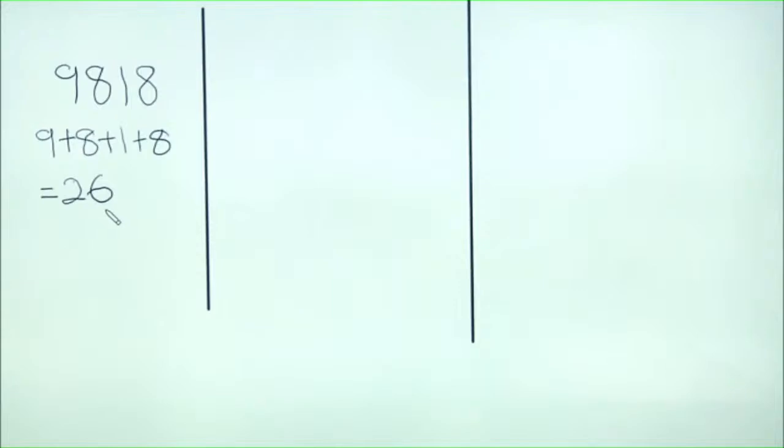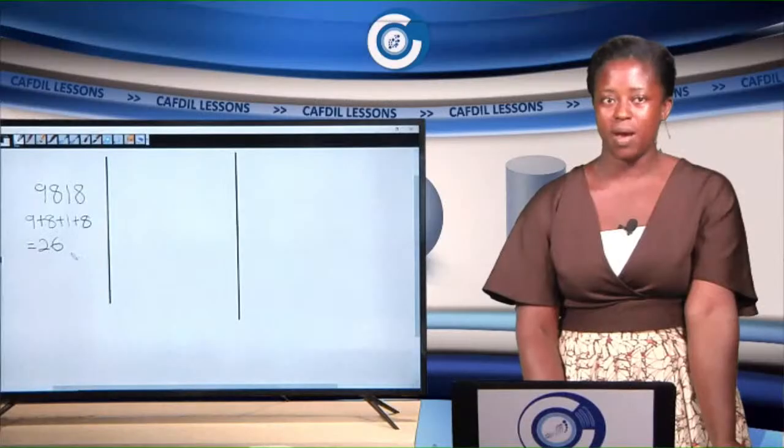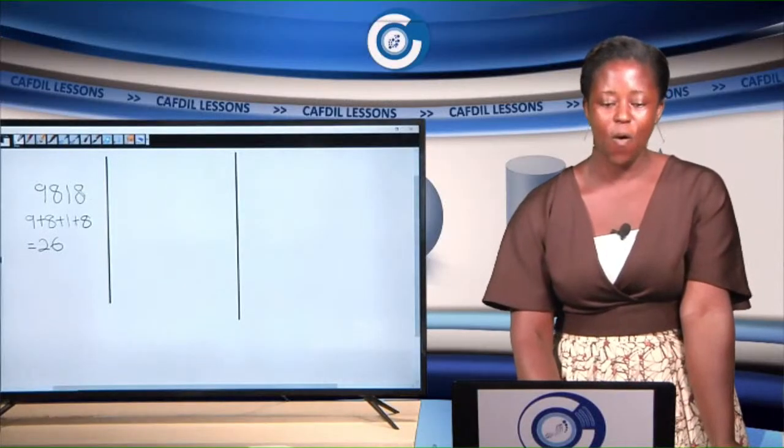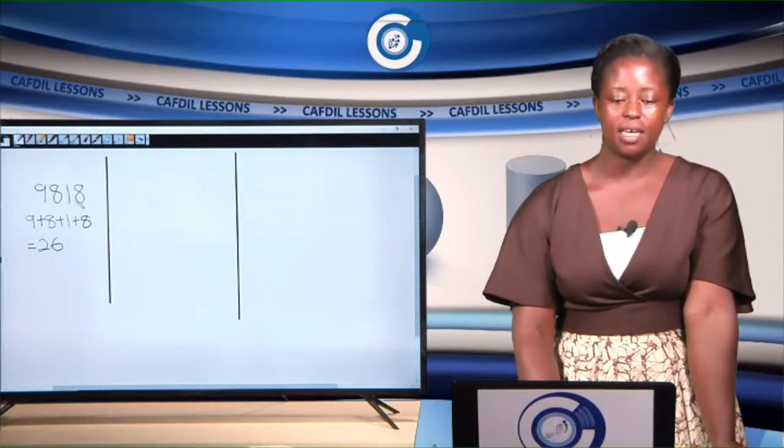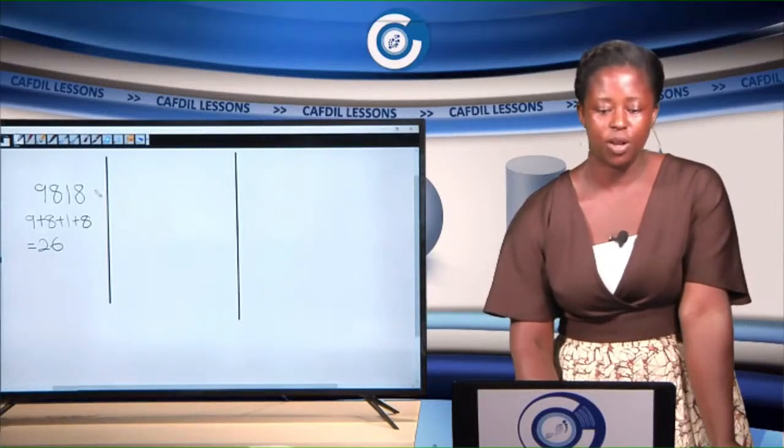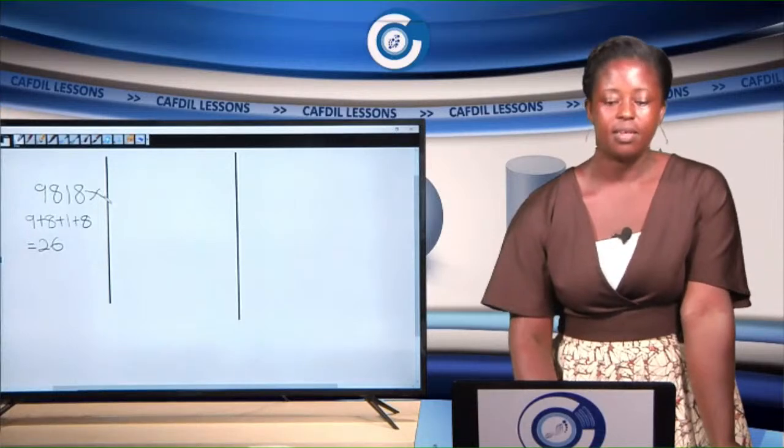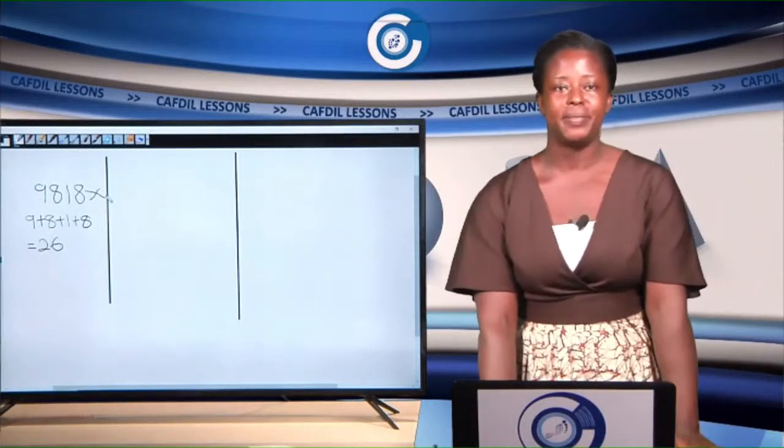And is 26 divisible by 9? If we are not sure, let's add 2 and then 6 again. When we add 2 to 6, we will get 8. You see, 8 is not divisible by 9. Therefore, 9,818 is not divisible by 9.